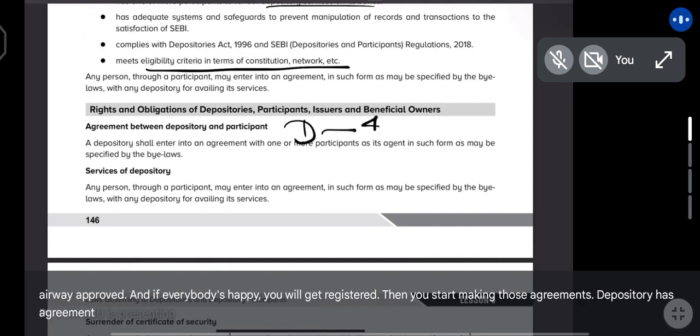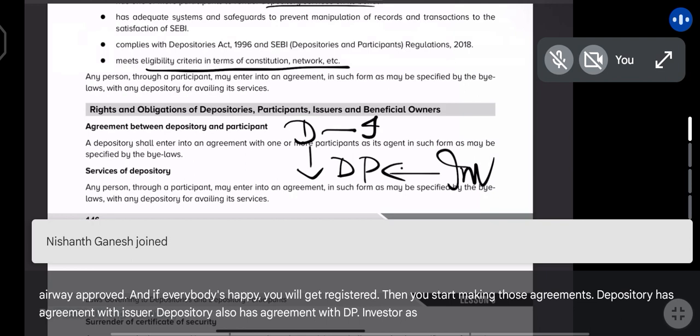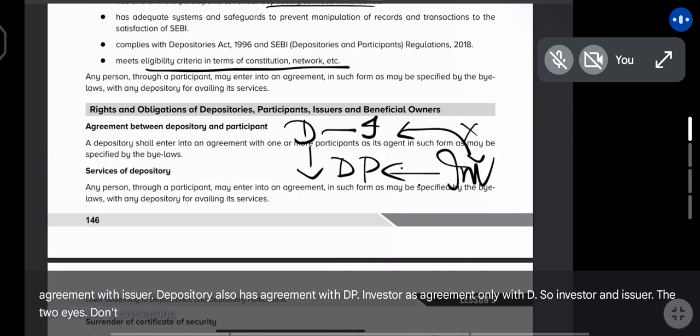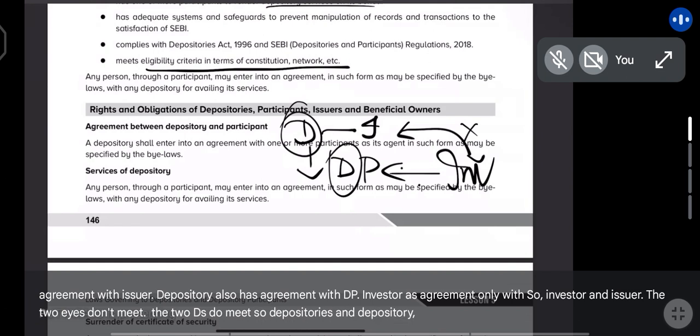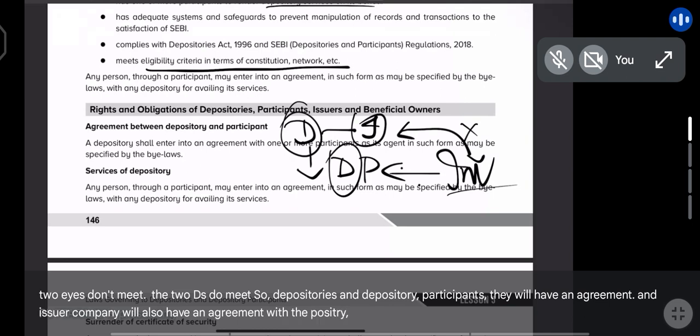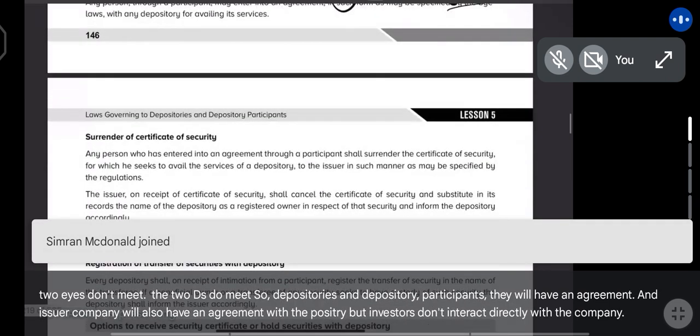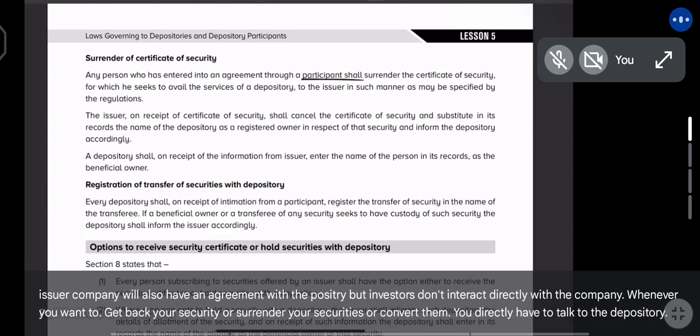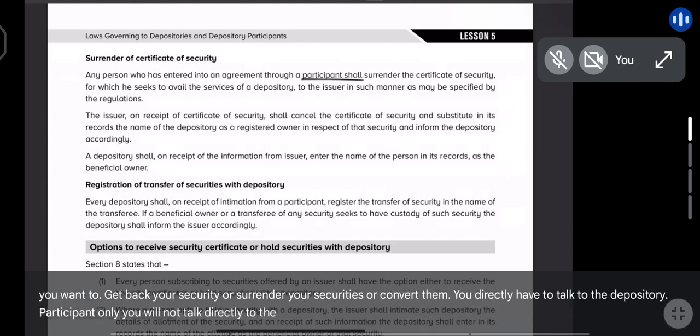Depository has an agreement with the issuer. Depository also has an agreement with the DP. Investor has an agreement only with the DP. So investor and issuer, the two I's, don't meet. The two D's do meet. Depositories and depository participants will have an agreement. The issuer company will also have an agreement with the depository, but investors don't interact directly with the company. Whenever you want to get back your securities, surrender your securities or convert them, you directly have to talk to the depository participant only. You will not talk directly to the depository.